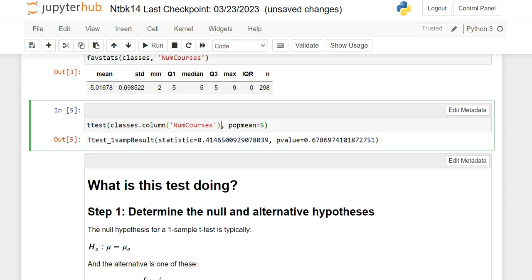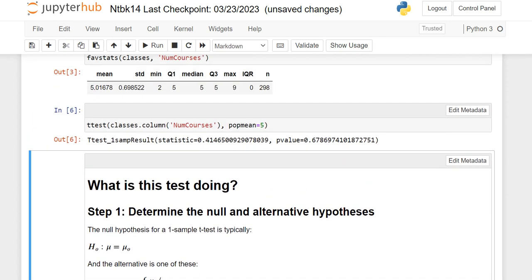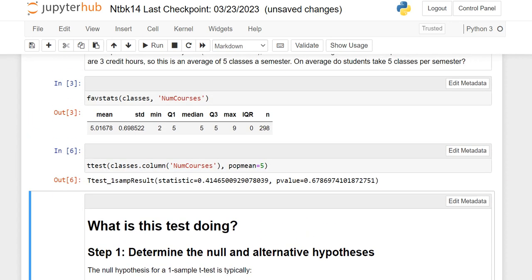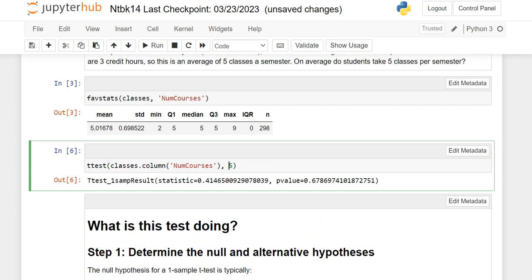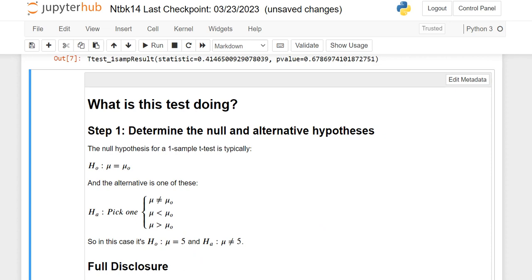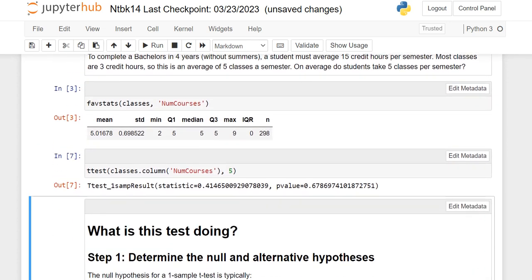But if we import it differently, other places in the class you'll use stats.t-test. Okay, notice we have the comma, population mean equals 5. I'm going to point this out because later it turns out that we don't need the pop mean equals. It's one of those tests that has really only one option for adding something. So I can get the results that way. I just ran that. It turns out that if I just type in 5 rather than pop mean equals 5, I get the exact same thing.